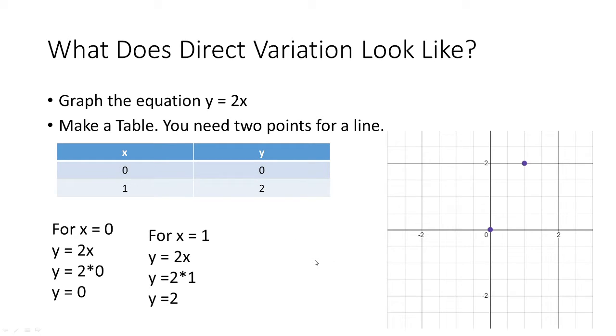Then you can put them on a graph like this. Check it out, 0, 0. And then about here would be 1. It's halfway between the 0 and the 2. And here's 2. Draw a line between the 2 points, and you're good.